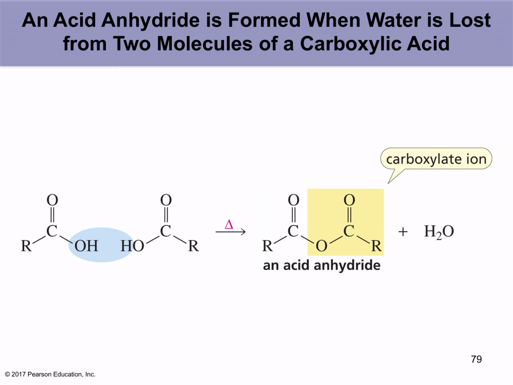How do we form acetic or any anhydride? It is formed when water is lost from 2 molecules of carboxylic acids. So these are carboxylic acids. You condense them, you heat it up, you lose a water molecule, and then you can form the acid anhydride.